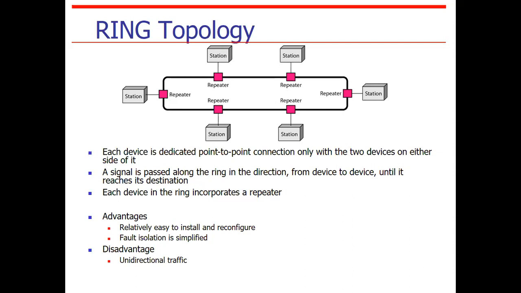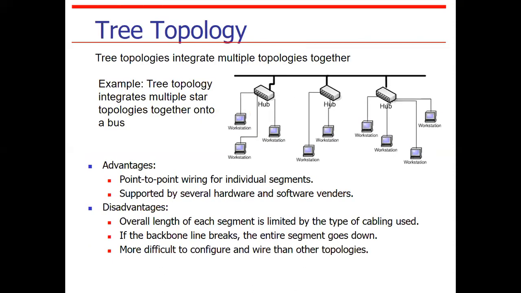Here, a repeater is used to reproduce the signals. That is called a repeater. Next, tree topology. Tree topology integrates multiple star topologies together onto a bus. A central bus is available in this diagram, which shows that it integrates multiple star topologies together onto a bus topology. It is called a tree topology.